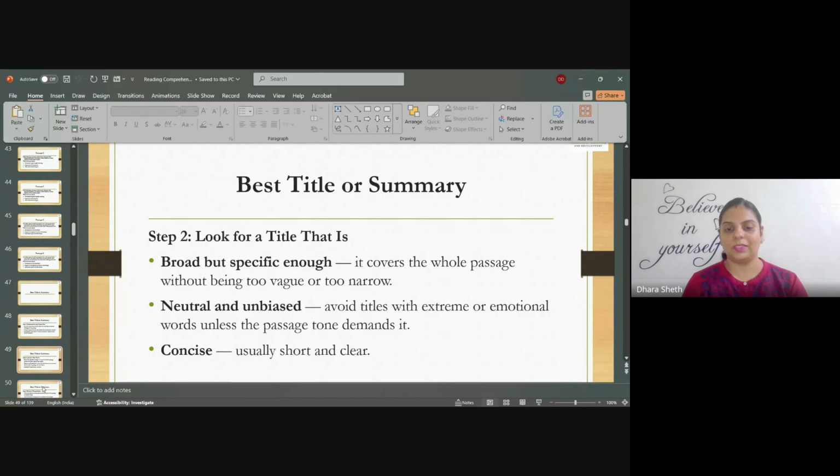But again, the word here that you need to pay attention to is usually. It is literature, so you need to find something that covers the entire passage. Okay, not just one portion of it.